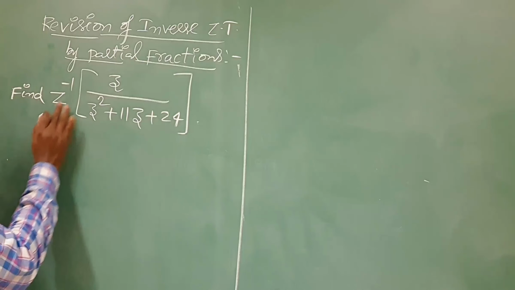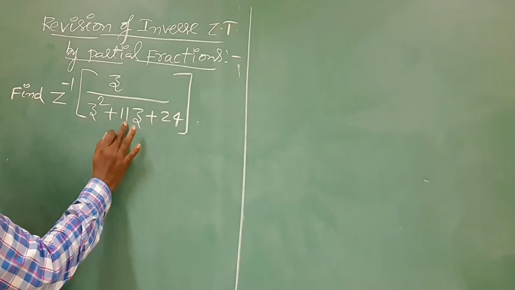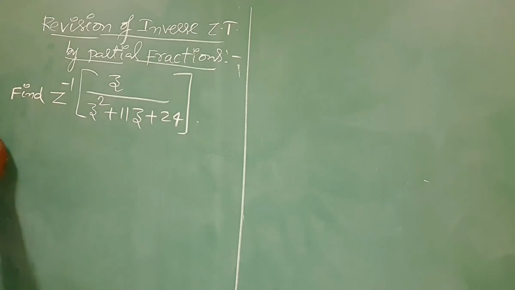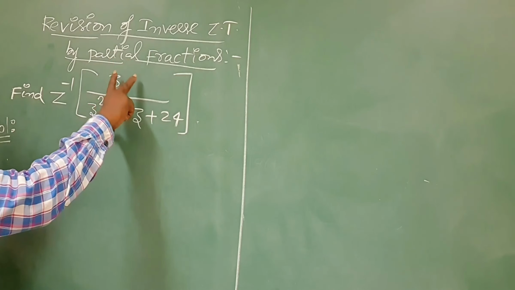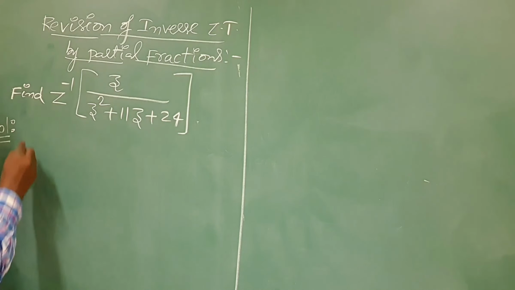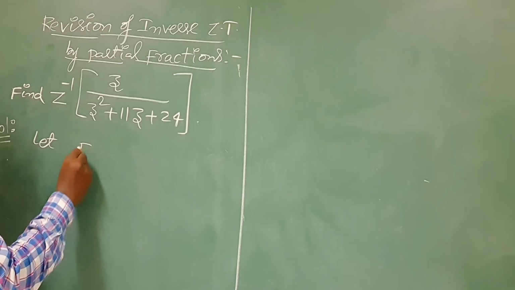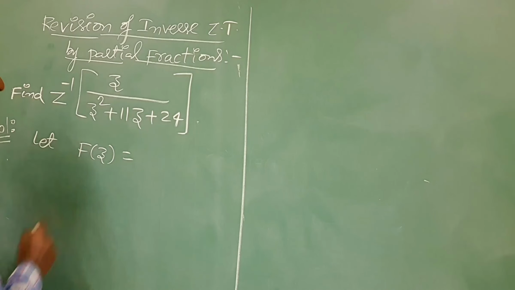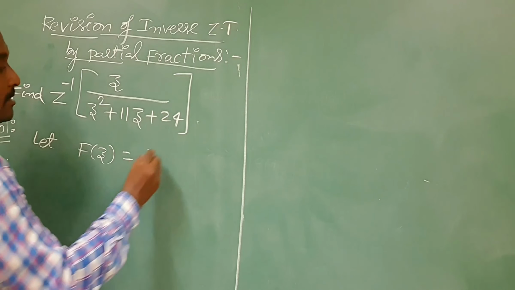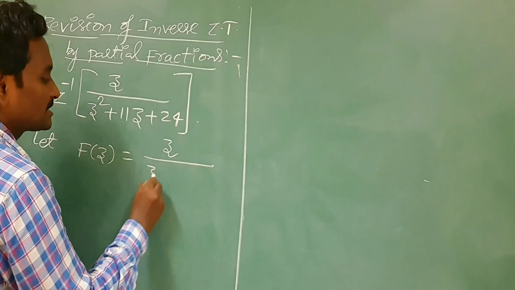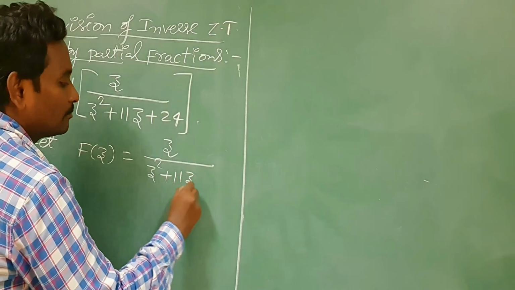Find Z inverse of Z by Z square plus 11Z plus 24. So, in the concept of inverse Z transforms, we don't take the partial fractions directly for the given function. First of all, let us represent the given function with f of z. Otherwise, you can also take u of z, which is z by z square plus 11z plus 24.